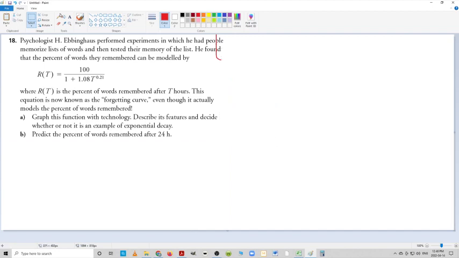Psychologists have performed experiments in which you had people memorize lists of words and then tested their memory. So the bummer here is it's really hard to see if that's a growth or a decay until we break it down. And this is really, with given time, it's clear that we're going to forget it. But let's break this down into something we can understand.